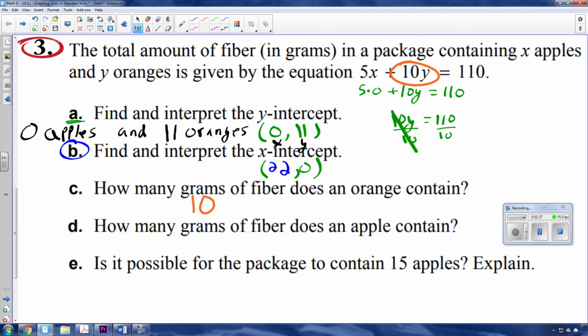If there are 10 grams of fiber in an orange, you should be able to tell me what you think there are in an apple for fiber, right? So what do you think is in an apple? We'll use red for apples, yes? 5 grams of fiber in an apple, so that's good.